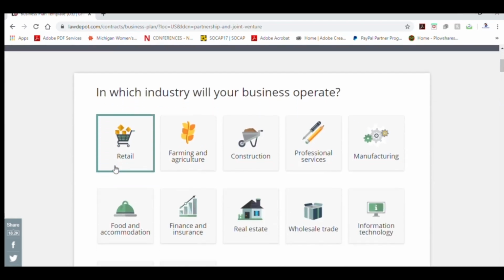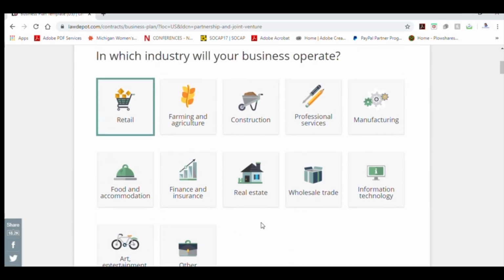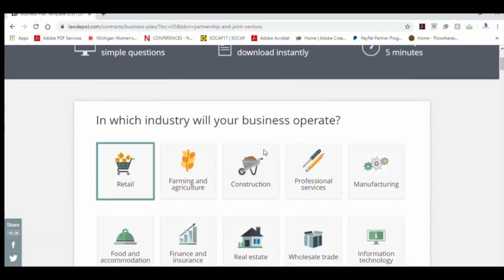The first thing we see here are the different industries in which you'll operate your business. You have retail, farming and agricultural, construction, professional services, manufacturing, food and accommodation, finance and insurance, real estate, wholesale trade, information technology, arts, entertainment, recreation, and other. So let's go. We're going to make up a company. Let's go for retail. We're going to make a business plan for a retail business that we operate.